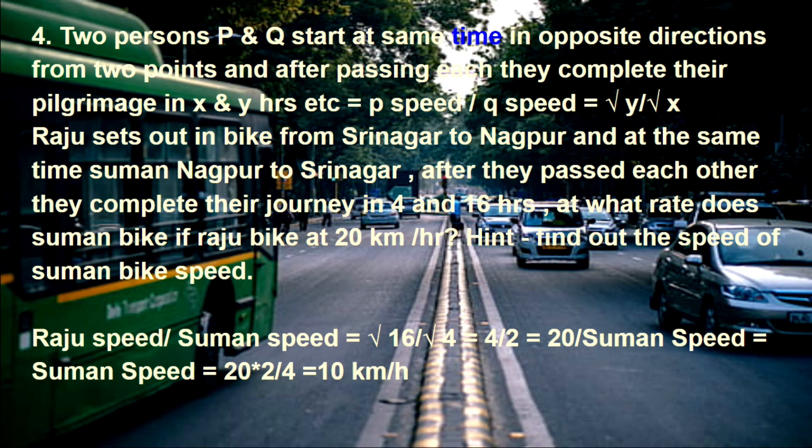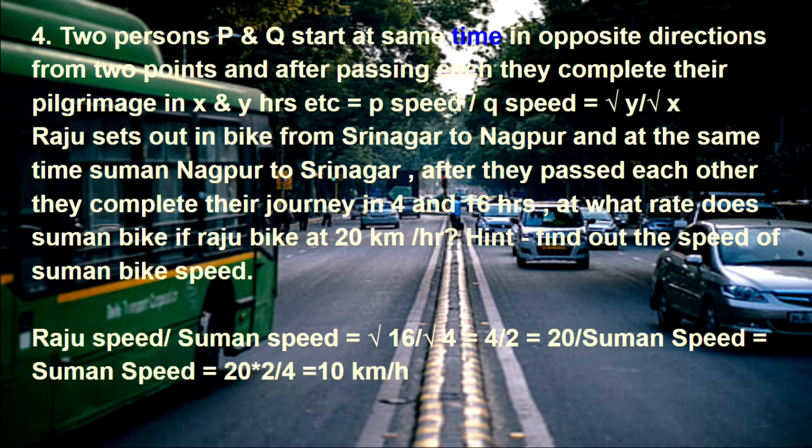The fourth one was that when they pass each other, they have completed their journey. Here we have the formula: root q by root p, where p and q are the times, equals the ratio of the speeds. We discussed an example earlier: Nagpur to Srinagar, Srinagar to Nagpur. After they pass each other, they complete their journey in 4 and 16 hours.